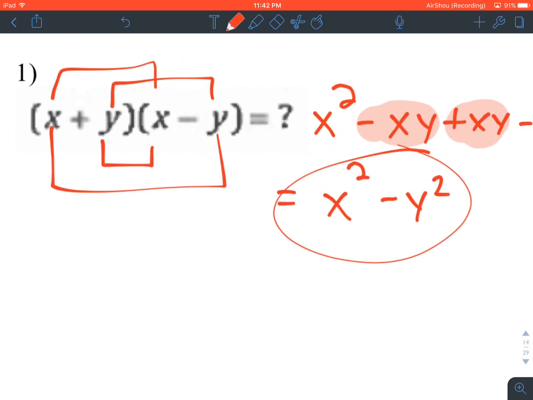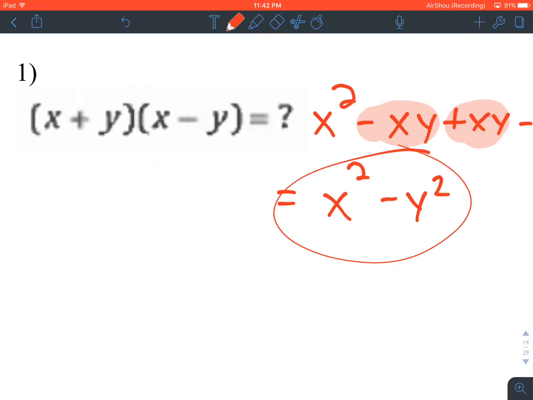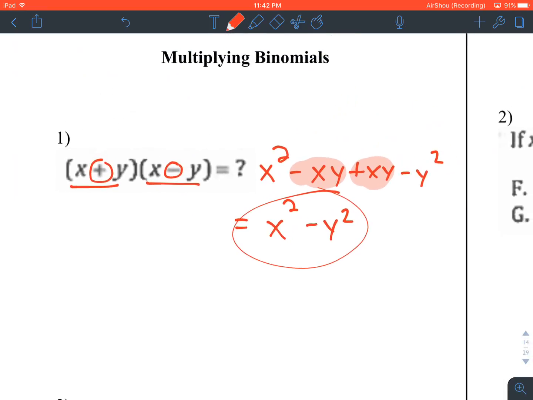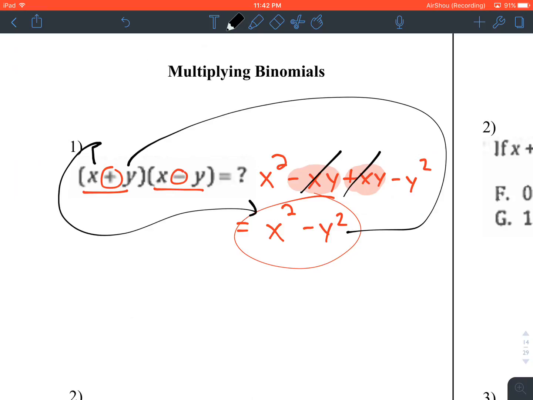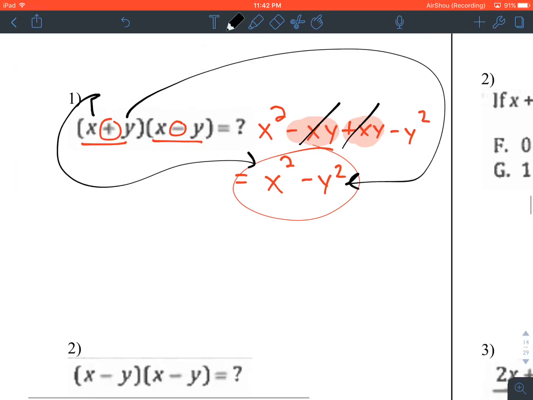We were multiplying here two conjugates. It's the same thing in each parentheses. The only difference is one has a plus between the terms, one has a minus. When that happens, the two middle terms always will cancel. And you end up with the first term squared minus the last term squared. Happens every time.